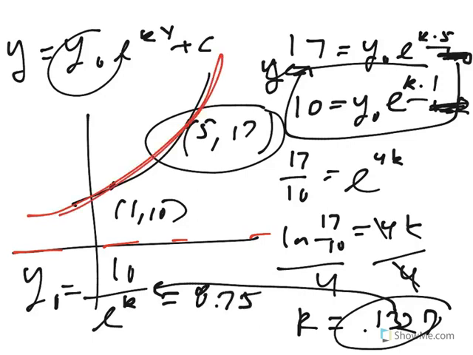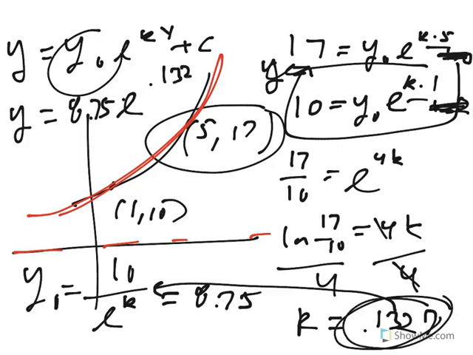So the equation for this curve here is apparently 8.75 times e to the 0.1327x.